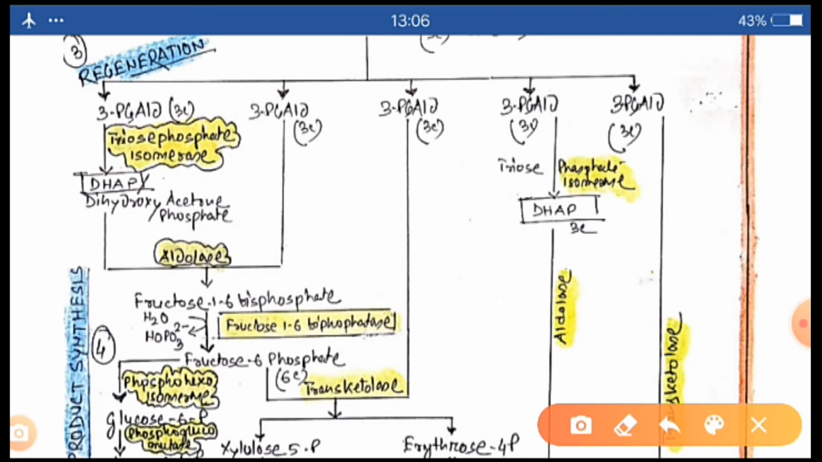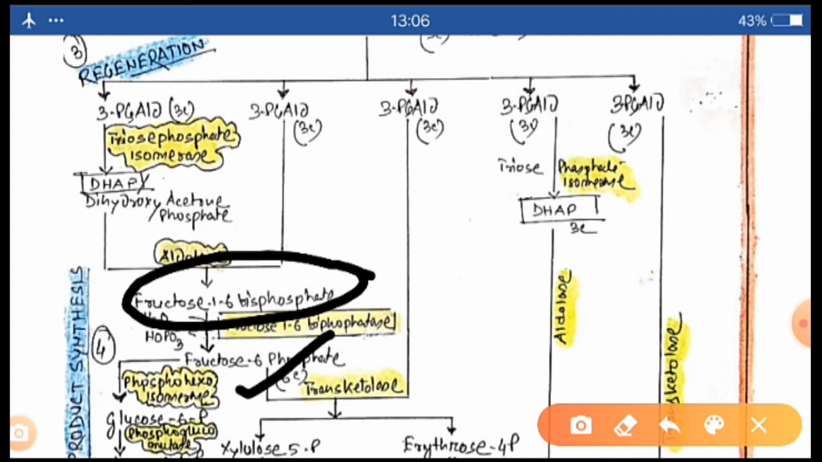After the formation of fructose 1,6-bisphosphate, it will be converted to fructose 6-phosphate. Okay. So this fructose 6-phosphate will react with 3-PGALD in the presence of the enzyme transketolase.